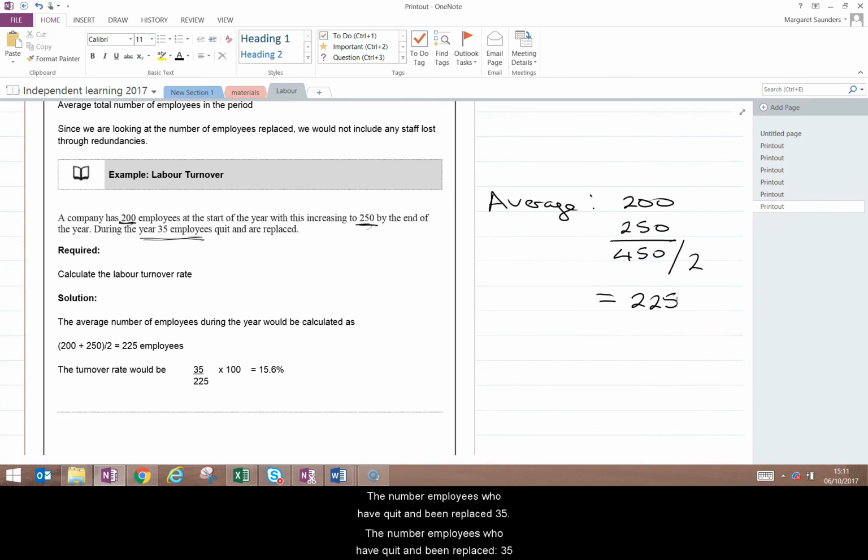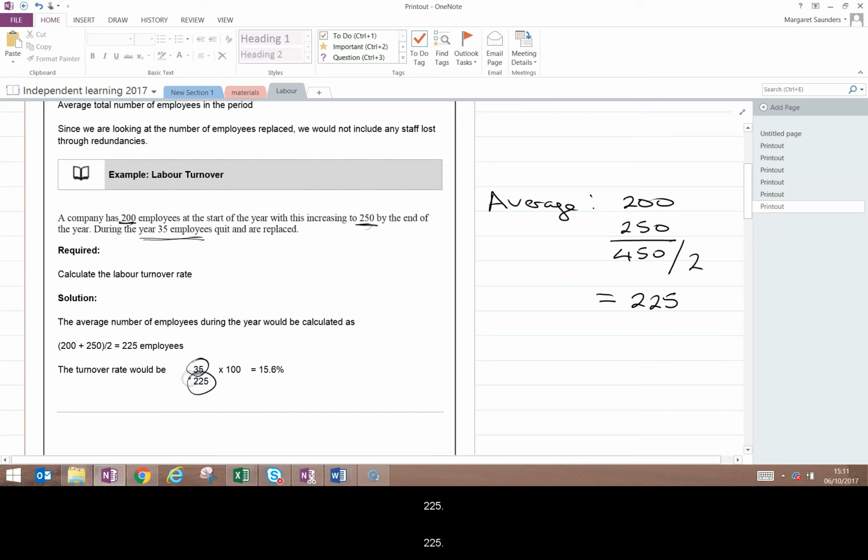The number of employees who have quit and been replaced, 35, divided by the average total number of employees, 225, multiply that by 100, gives us a turnover rate of 15.6%. So 15.6% of our workforce is leaving and having to be replaced each year.